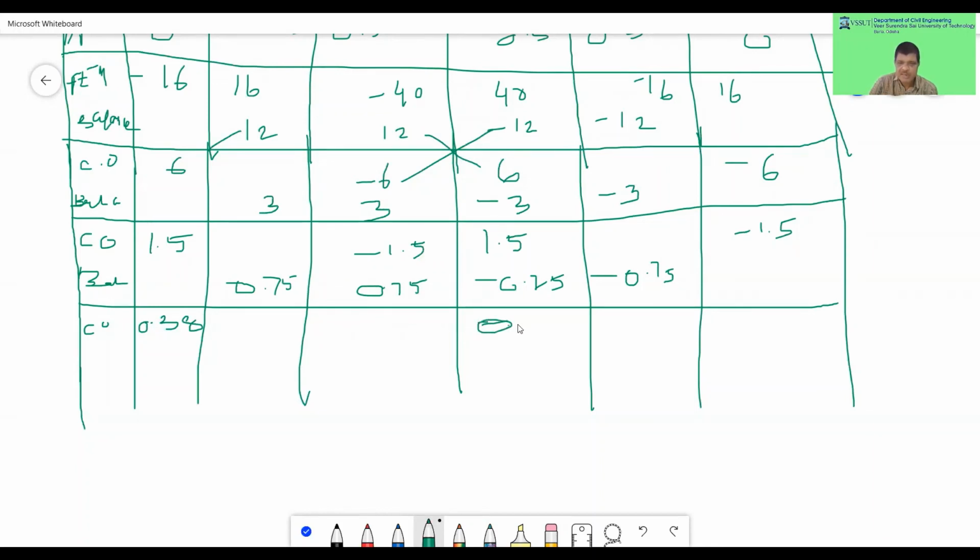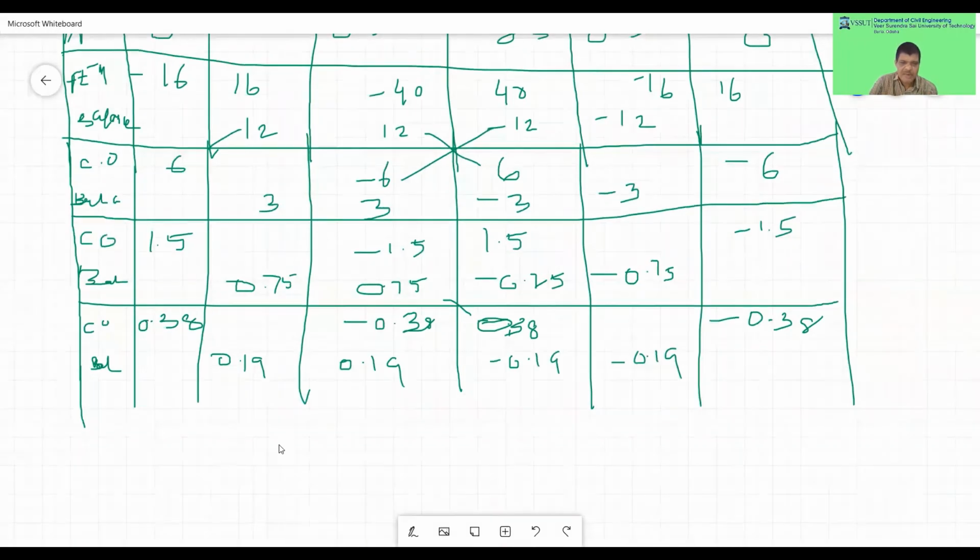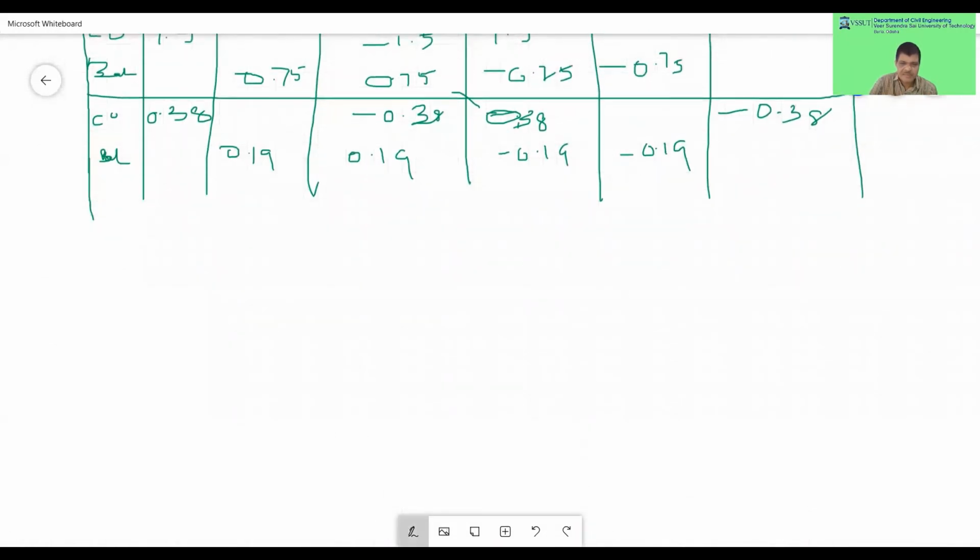It is plus 0.38 from here to here, and from here to here it is minus 0.38, minus 0.38. Then balance it. On balancing, minus 0.38 means it will be plus 0.19, plus 0.19, minus 0.19, minus 0.19. Okay. Now it will go on again further doing these things.